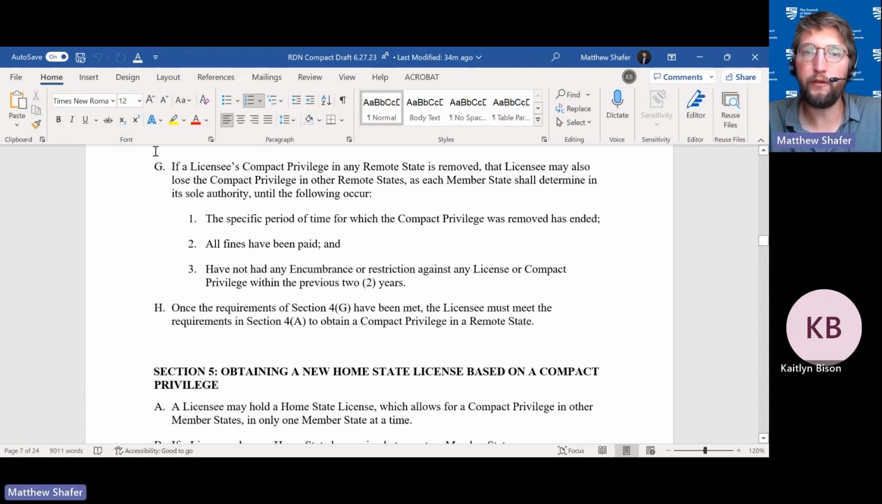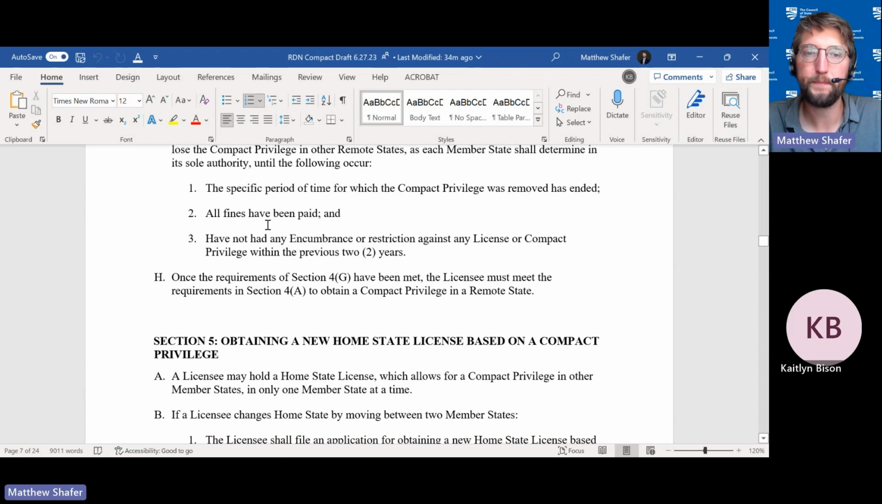And then G is also talking a similar point about if a compact privilege is revoked, that the licensee loses their privileges in other remote states until the following occurs: fines, period of time, and no other encumbrances.